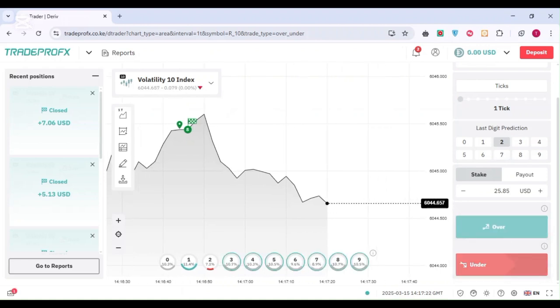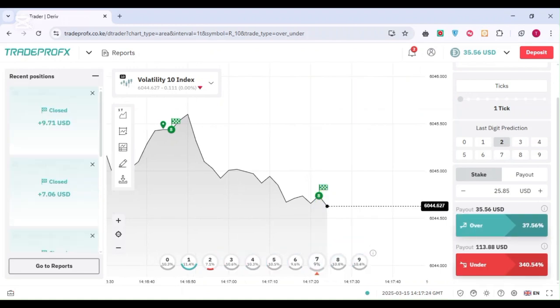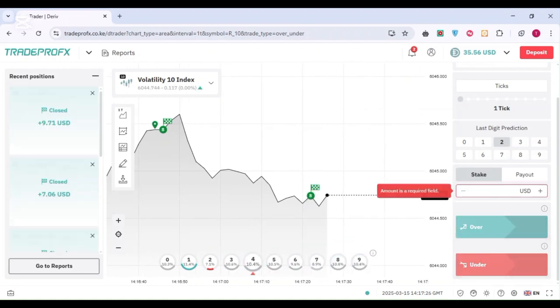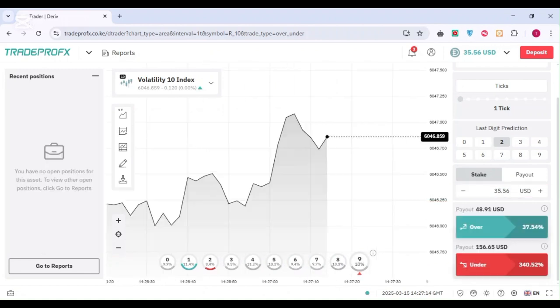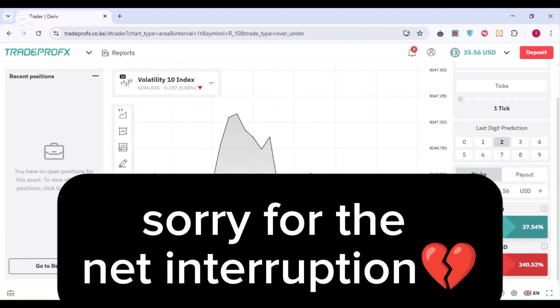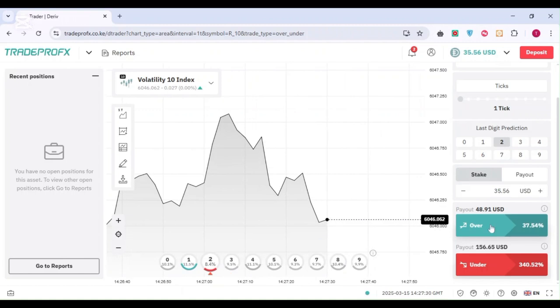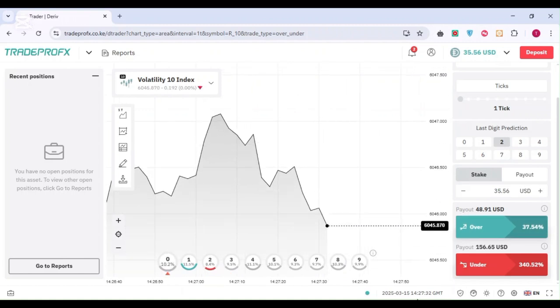For example, if you see what I'm trading, I'm looking at digit 1, and here what... Sorry for the network interruption. So we can proceed now.